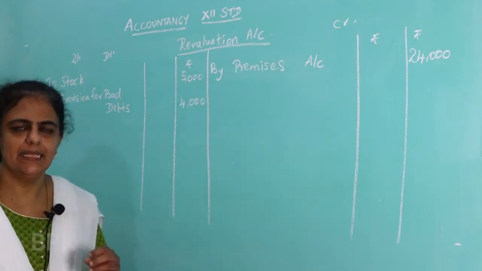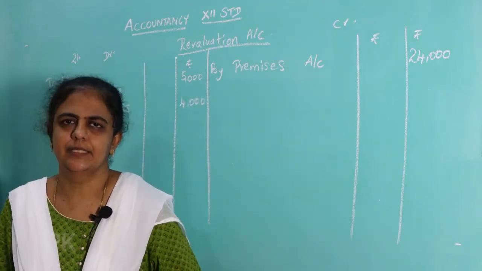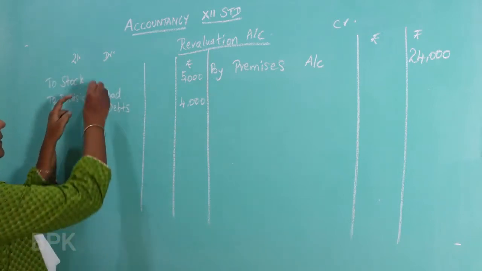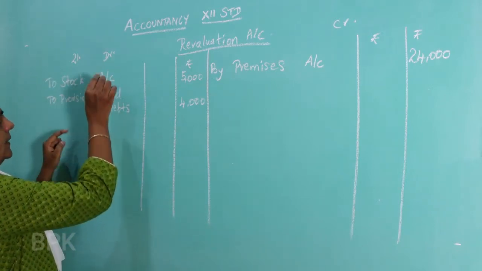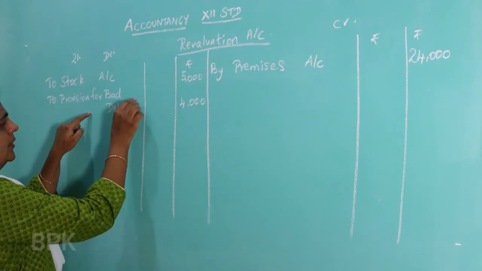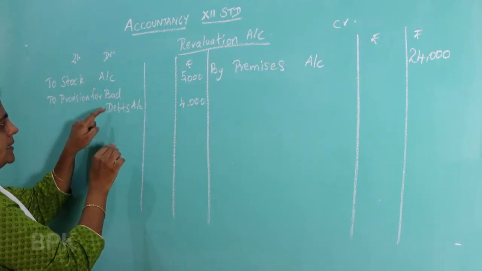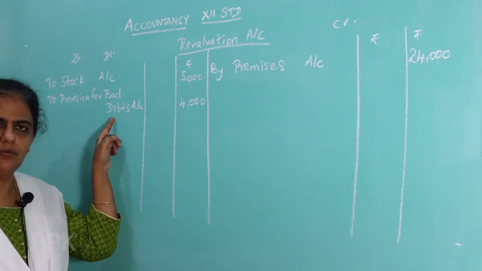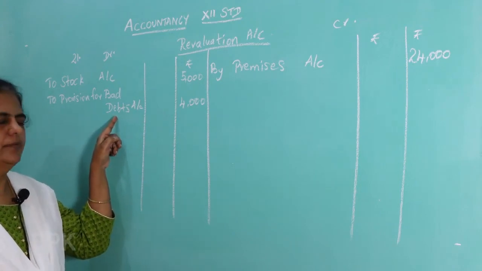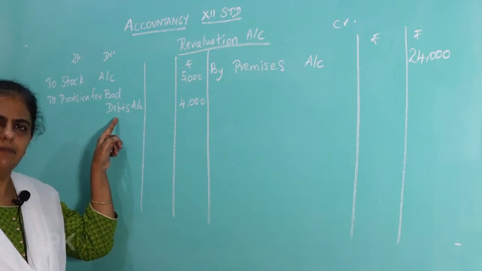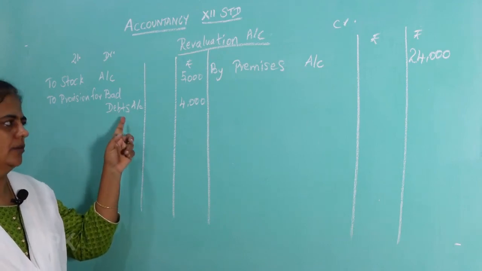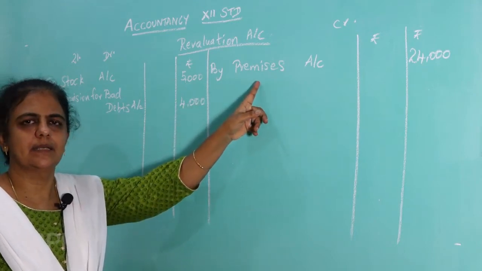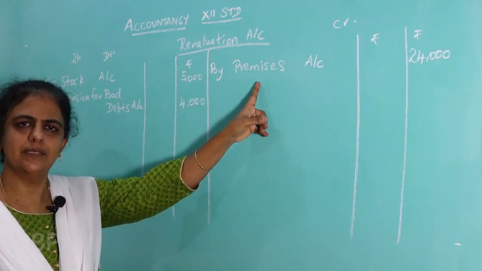Okay. Anything else is there in the adjustment? That's all. Only 3 are there. Okay. Stock is an asset. Asset depreciates, it's a loss. You're creating provision for bad debts. Bad debts is a loss because you may get a debt which is not recoverable, is a bad debt. It is a loss. So you have to debit it. Premises is an asset. Asset appreciates. So it results in profit.